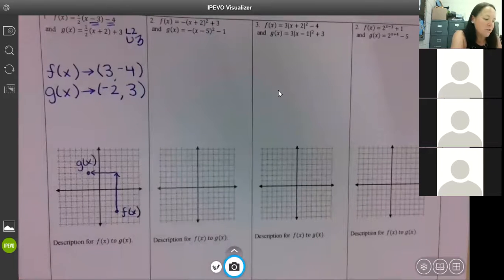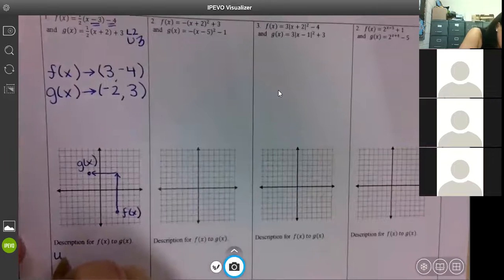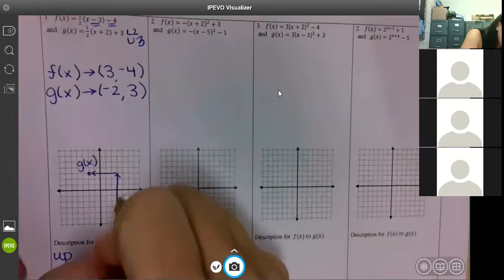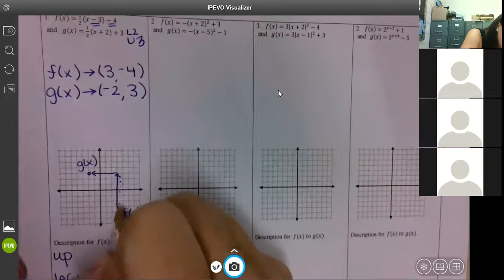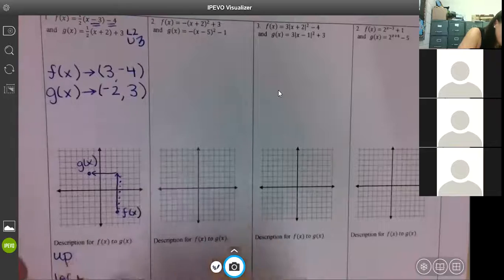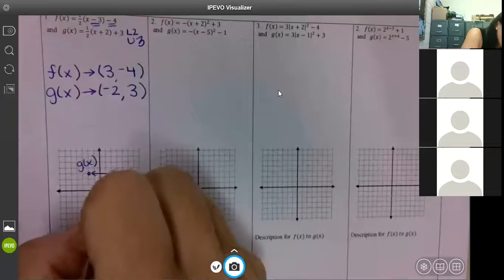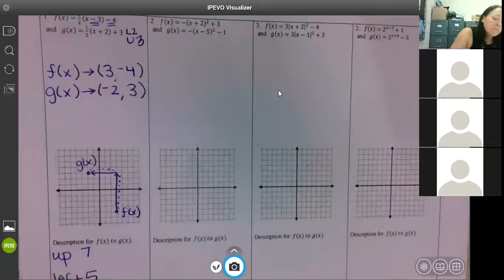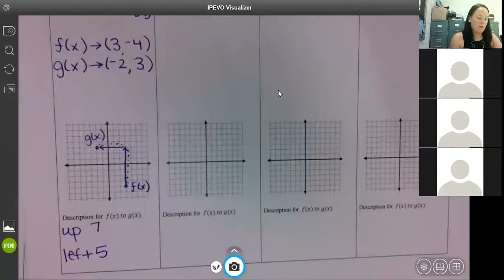What are your 2 directions you went in? You went up and left, so you guys can see the arrows up and left, and then you counted the boxes. 1, 2, 3, 4, 5, 6, 7 up. 1, 2, 3, 4, 5 left. That's it. That's all you do. So if you graph it, it's very easy to see.